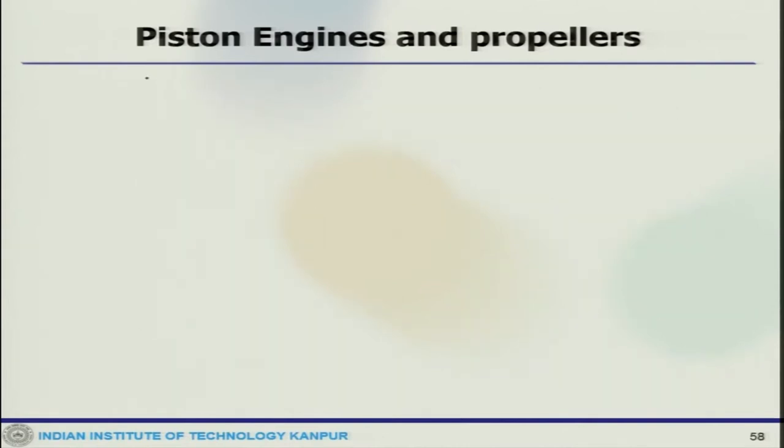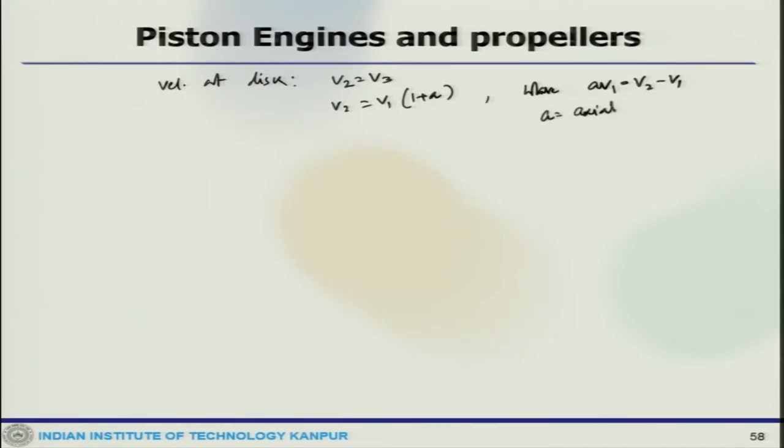So what we can write for the velocity at the disc is V2 equals V3, which is written as V2 equals V1 times (1 plus a), where aV1, which is V2 minus V1, is the increase in velocity through the disc, and a is called the axial inflow factor.